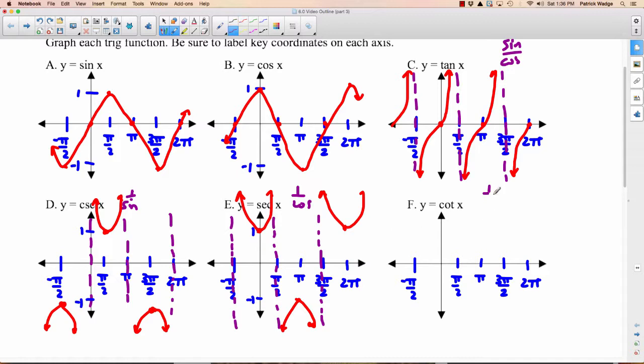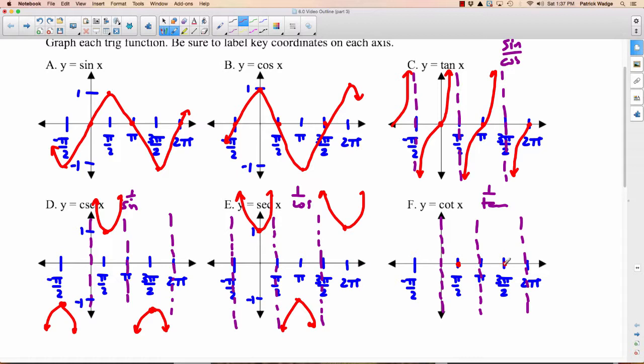Cotan is 1 over tan, so where does tan equal 0? Tan equals 0 when x is 0, so you can't be taking the reciprocal of 0, so you have to have a vertical asymptote there, at pi and at 2 pi. Where you have the vertical asymptotes here, that means you effectively would have been dividing by 0. So when you take the reciprocal of undefined, what do you get? 0. So wherever there's an asymptote here, it has a y value of 0.